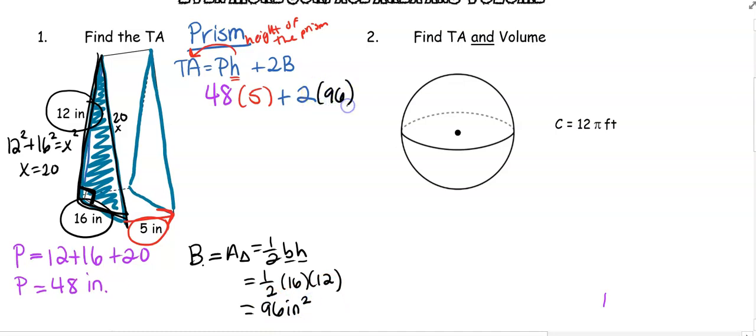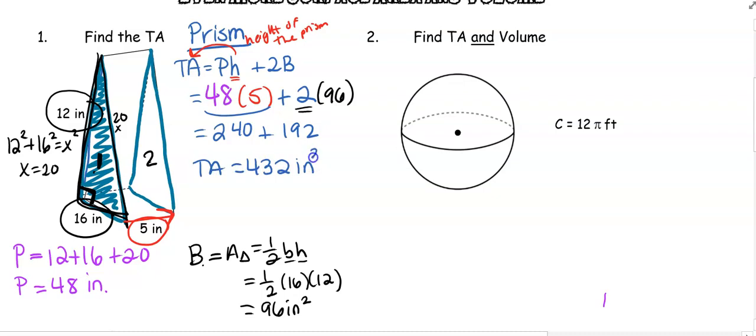And remember, you have two of those bases, one here, one here. Base 1, base 2. So remember, you can put all of this in your calculator at once, or you can multiply these two pieces and then those two pieces, and then add them all together to get 432 inches squared because we have area.